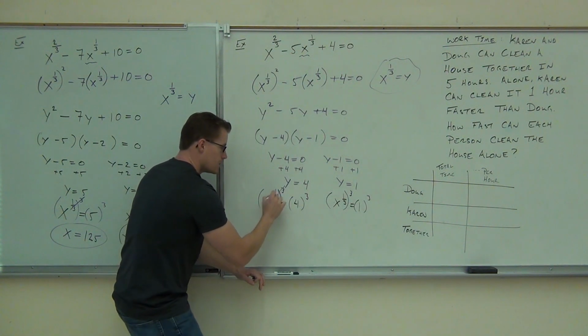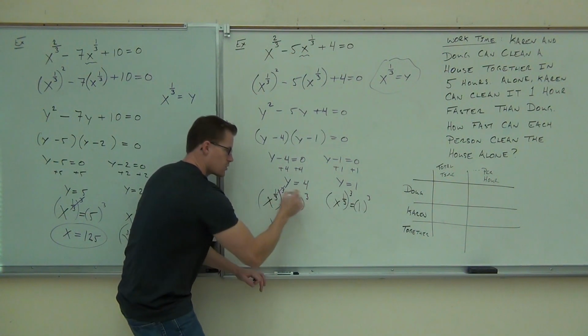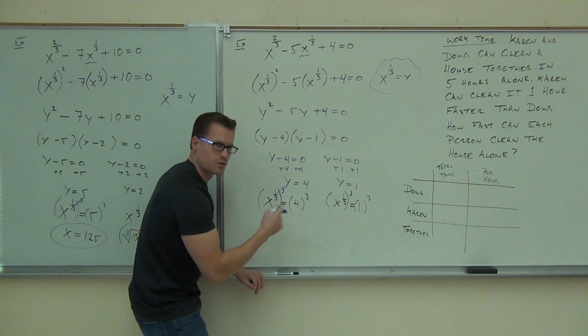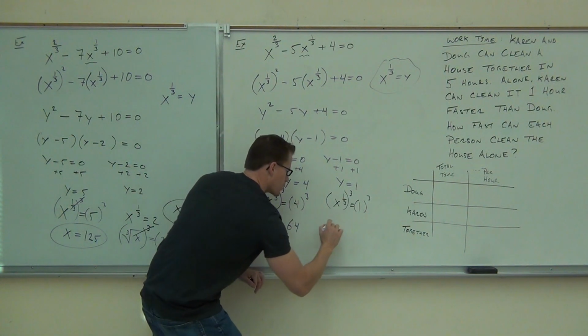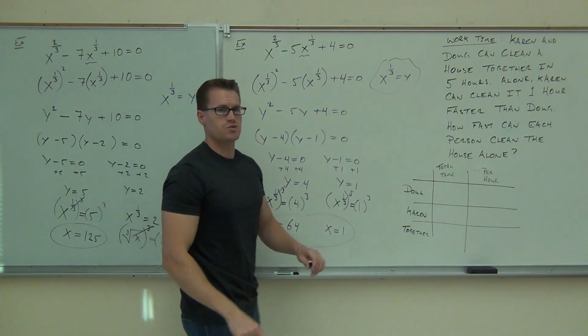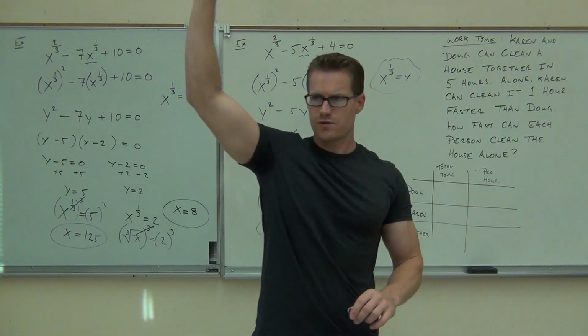And either way, you're going to get x. You're going to get how much? Yeah, don't give me 12, right? When I'm multiplying, we're doing 4 times 4 times 4, that's 64. And we're going to get x equals, those are your two solutions. Raise your hand if you got those two solutions. Good for you. That's fantastic.